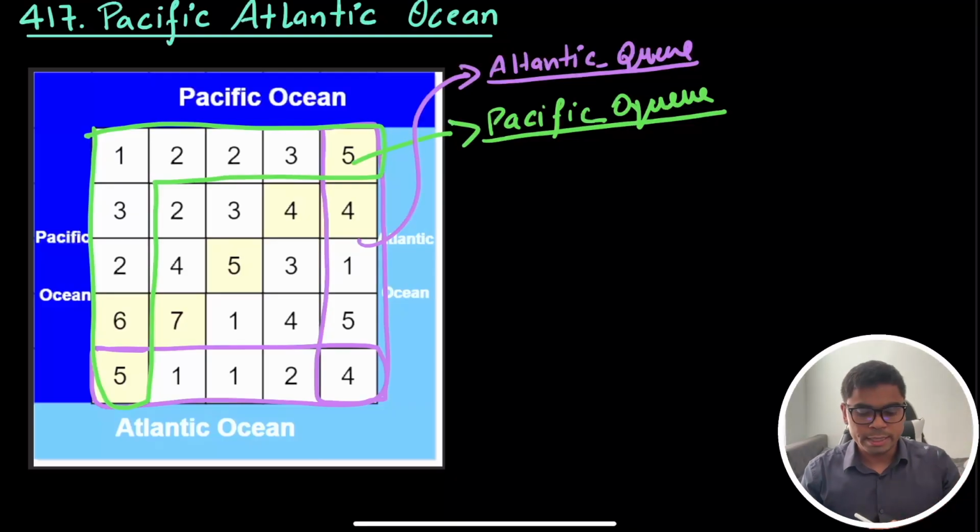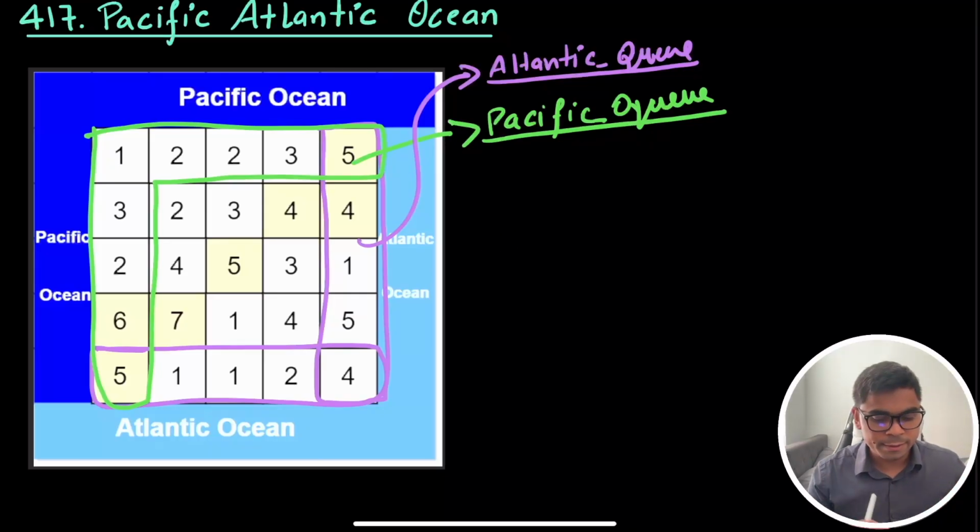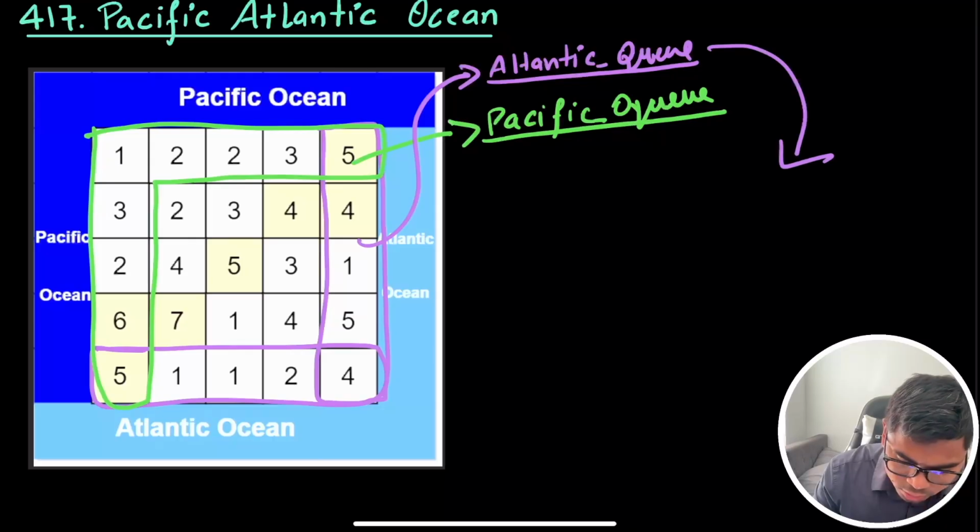Now what we do is we're going to create two sets. So we will be creating two sets. That's our approach right there. So we will have two sets, and those sets will include the values that we can visit from all the cells in these two different queues. So let's say while visiting all the nodes of Atlantic queue, we're going to create a set.